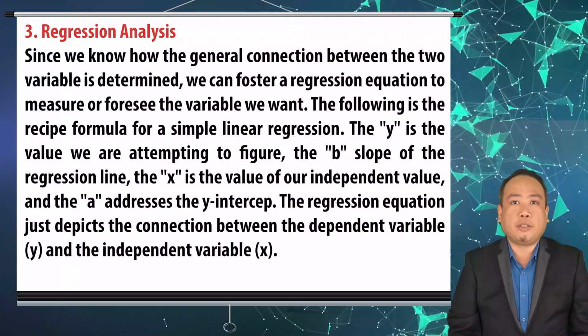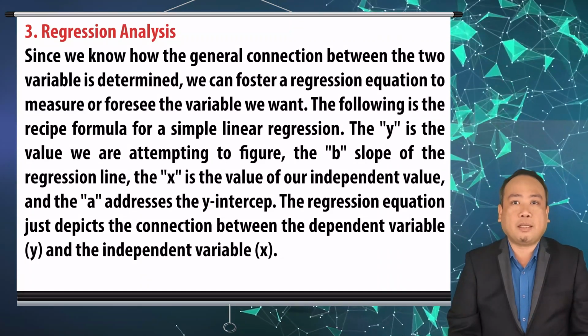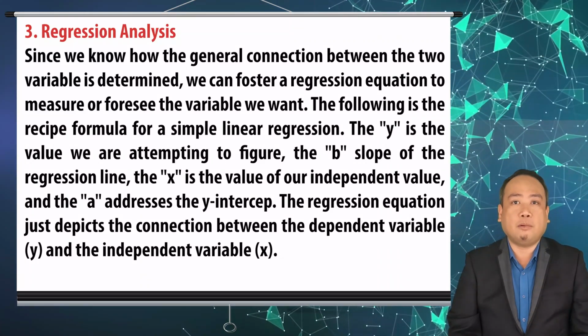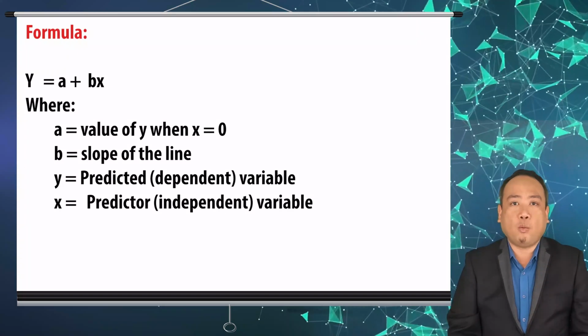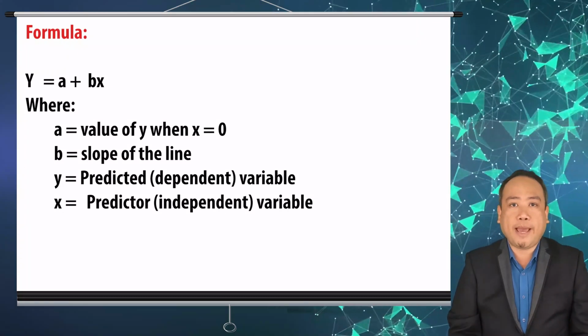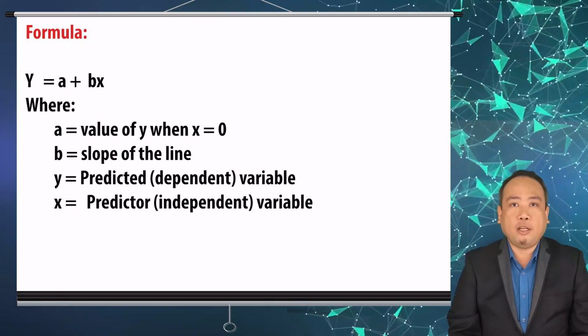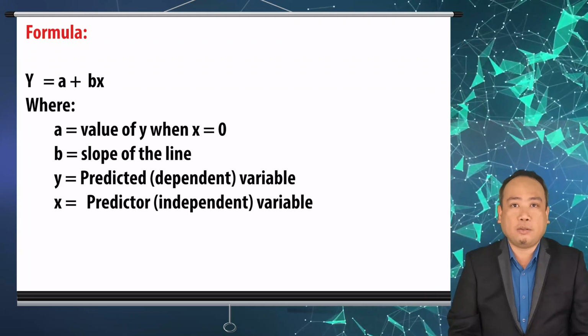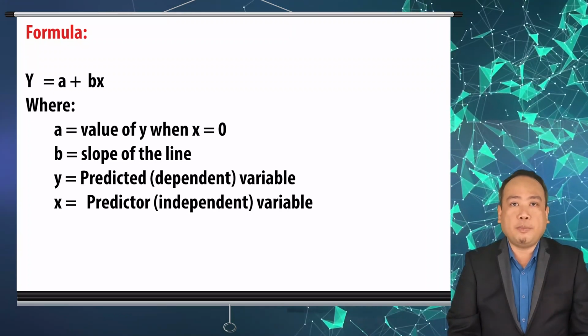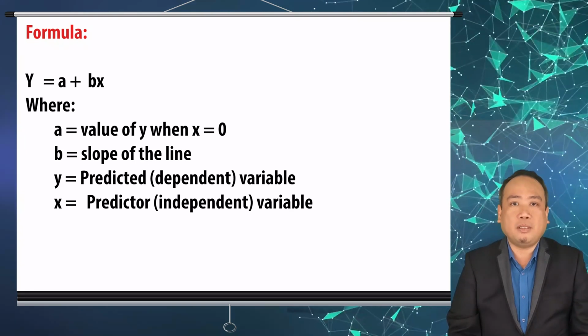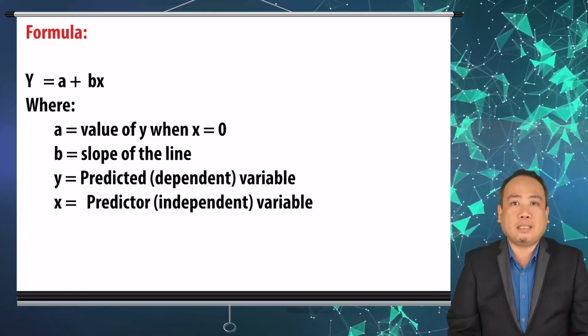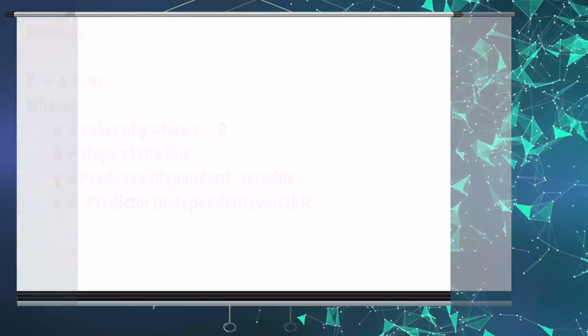The regression equation just depicts the connection between the dependent variable y and the independent variable x. Our formula is given by y is equal to a plus bx, where a is the value of y when x is equal to 0, b is the slope of the line, y is the predicted dependent variable, x is the predictor or independent variable.